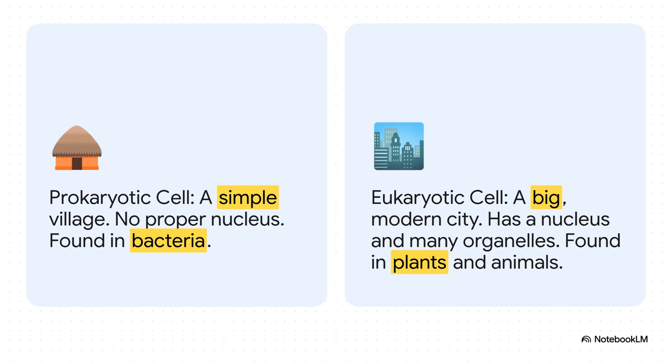But then you have the eukaryotic cell. This is our big, modern city. It's super organized. It has a proper city hall, we call it the nucleus, and lots of different departments, or organelles, to keep everything running perfectly. Plants, animals, you and me, we're all made of these city-like cells.